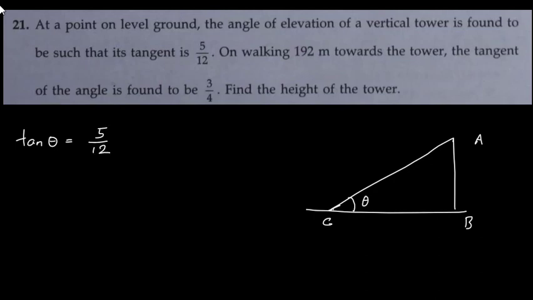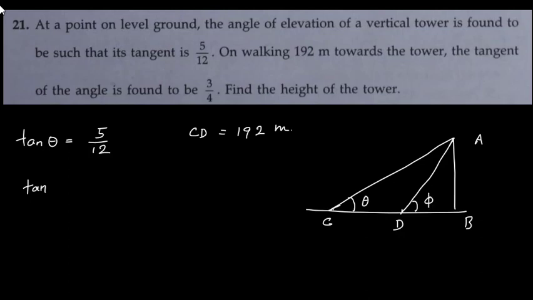On walking 192 meters towards the tower, say I come here, then here I will make some angle. This is point D. This CD is given. CD is equal to 192 meters. The tangent of the angle is found to be 3 by 4. So tangent of angle means tan of this angle. So let us consider this angle phi.